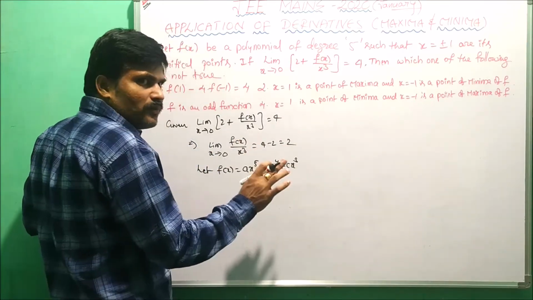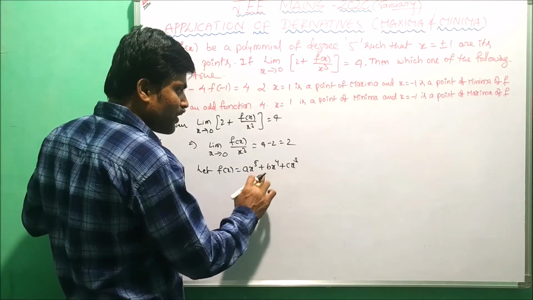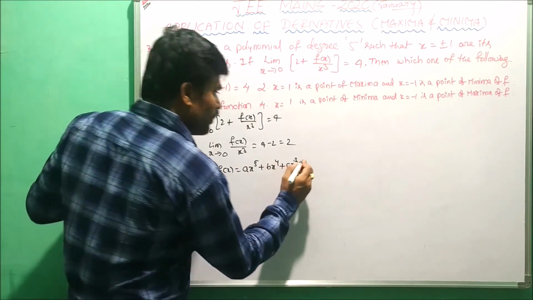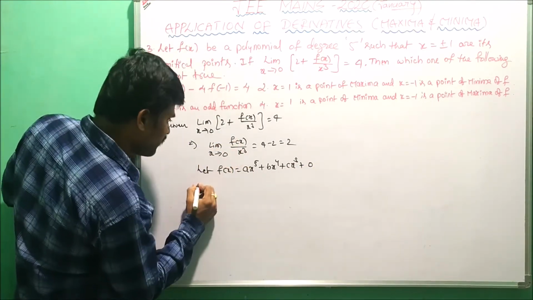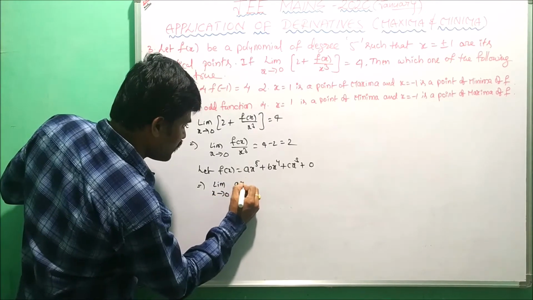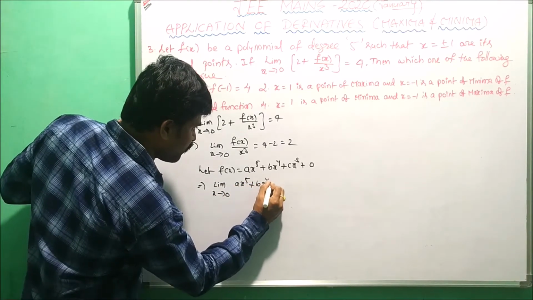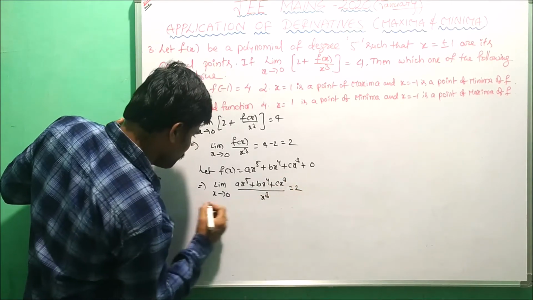Now that value is 0. So here we take that function only as ax^5 + bx^4 + cx^3. So the remaining values are zeros. Now substitute that function in this one, that is the limit as x tends to 0 of (ax^5 + bx^4 + cx^3) divided by x^3, that equals 2.